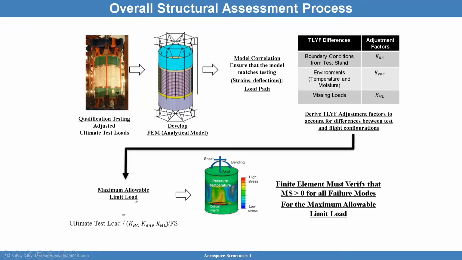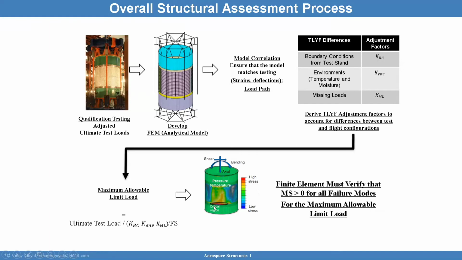And so this limit load is then entered into the finite element model to calculate margins. And you want to make sure that the margins for every critical failure mode are greater than zero, perhaps greater than 10%, to ensure that we can cover for issues like non-conformances later in the production program, during the production phase. And so, yeah, that's how you go about this. That's the overall structural assessment.